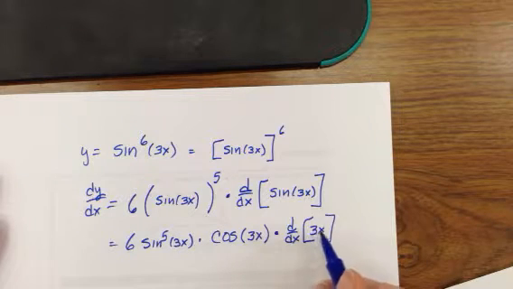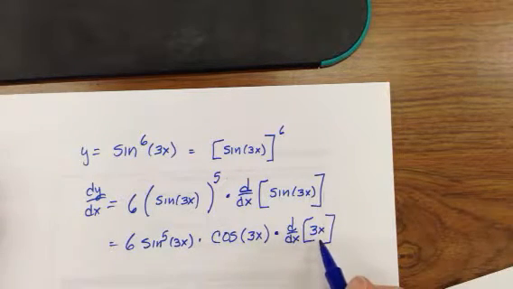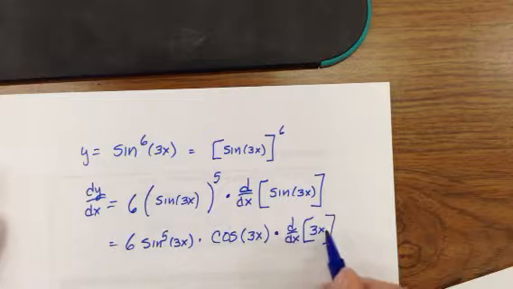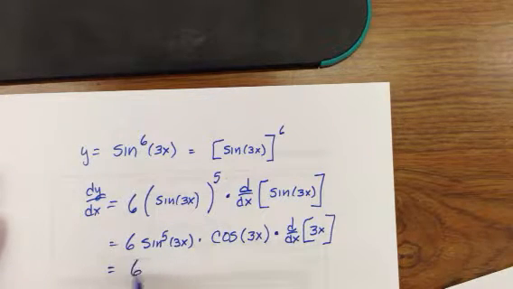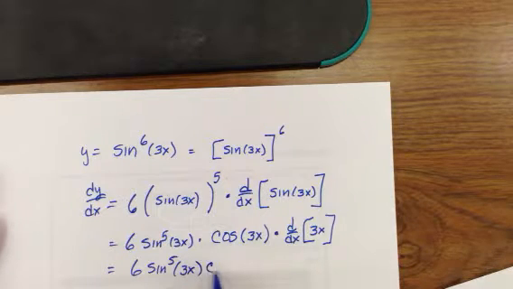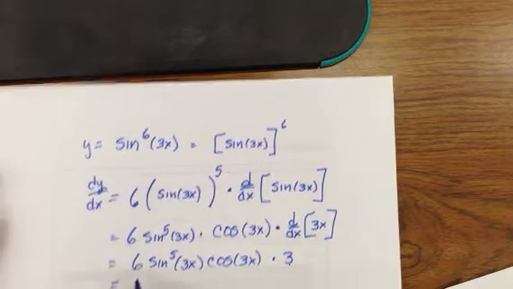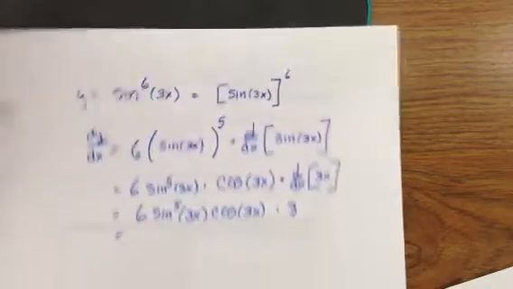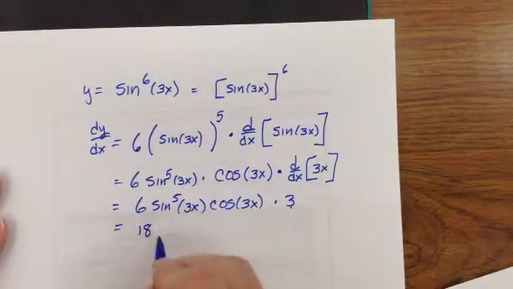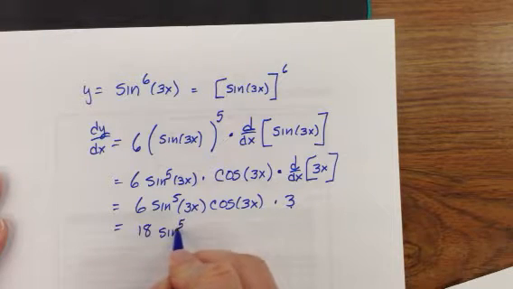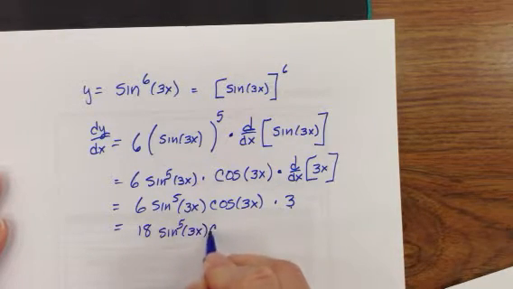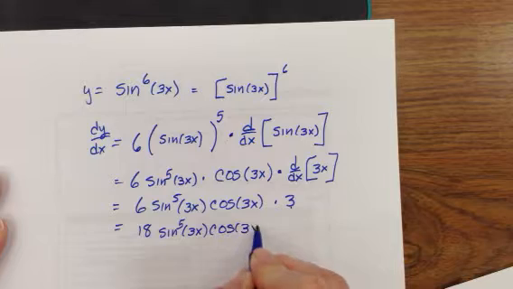Now, obviously, you could do that in your head. You don't need to do it in a separate step. The derivative here is just 3. So that we can see all the pieces parts, and then the derivative of that is 3. Tradition, of course, will put the coefficients all together, making this an 18. So, final answer, 18 sine to the 5th of 3x, cosine 3x.